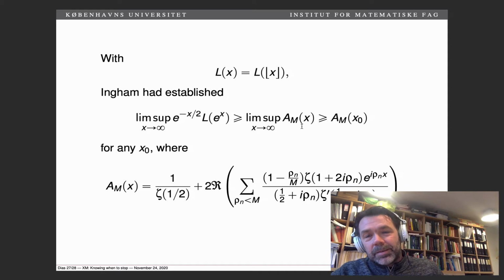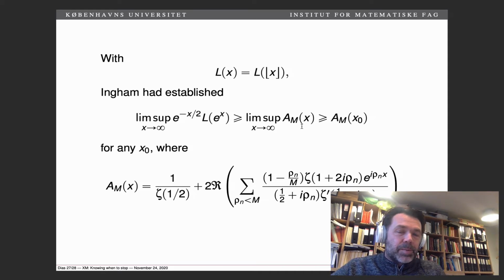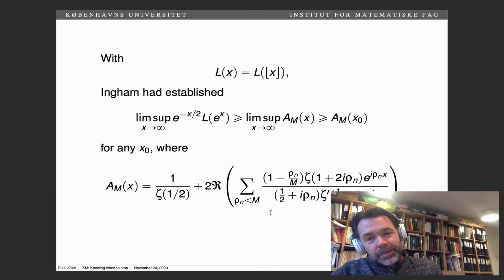1950, then people were not as impressed as they probably would have been 20 years before that. So what Ingham did was that he said, there's this function A_m. You can define this for any positive number m. I'm going to think of m equals 1,000 in what follows. And then when you compute this function A_m, this is done down here. This is a complicated expression that has to do with the Riemann zeta function.